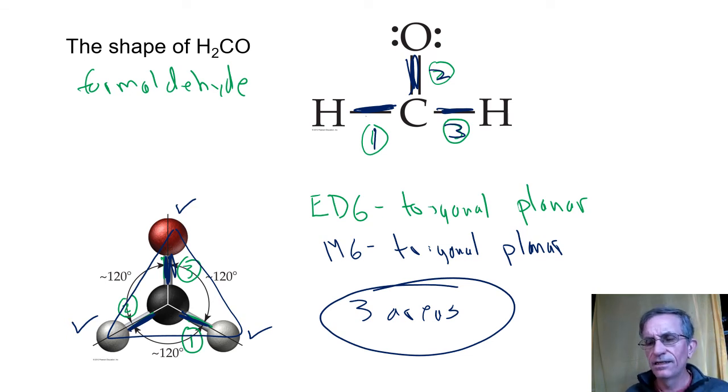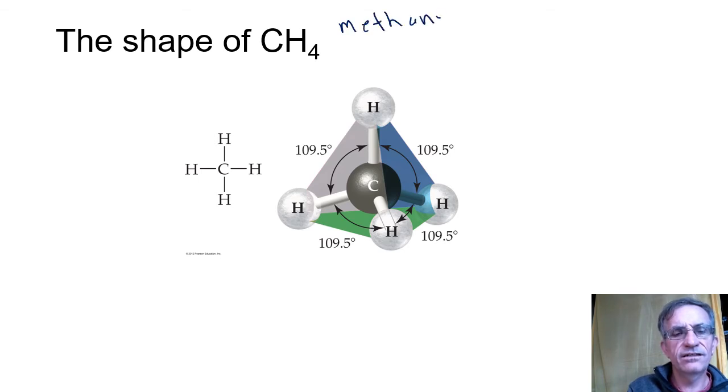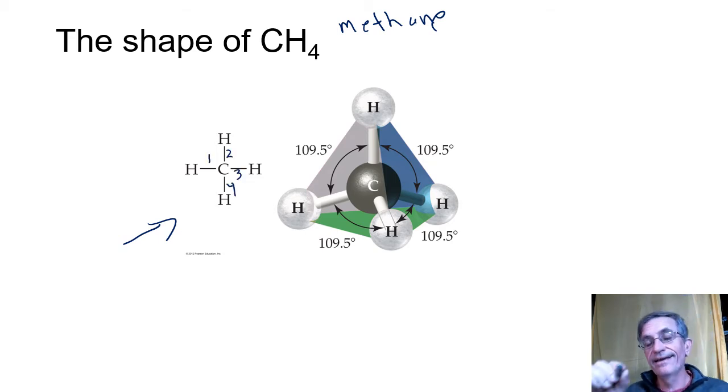That's really the last case. You could have four areas around the middle atom with electrons. What's that going to look like? Let's flip over. An example of that is CH4, methane. If I draw out the Lewis structure, this is what it would look like. There are four areas: one, two, three, four. I'm just counting how many things are around the carbon. There are four areas with electrons.